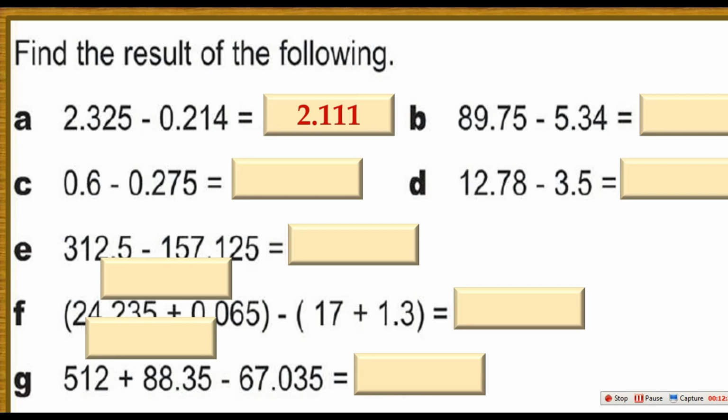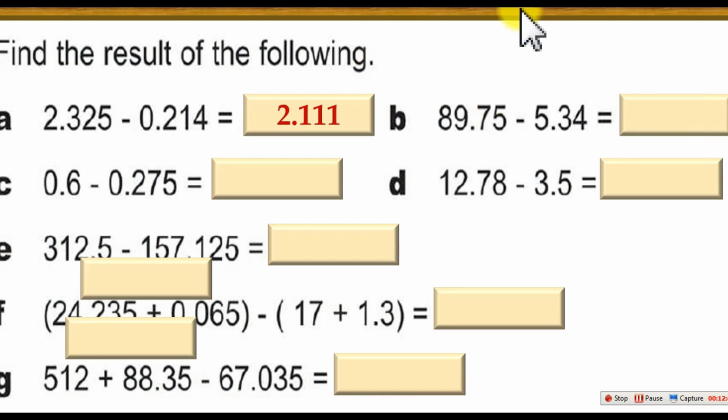89.75 hundredths minus 5.34 hundredths. Here we have equal parts, so subtract 5 minus 5. 5 minus 4 equals 1. 7 minus 3 equals 4. Don't forget to put the decimal point after 2 digits. Put the decimal point, then 9 minus 5 equals 4, and write 8 as it is. So the difference is 84 and 41 hundredths.